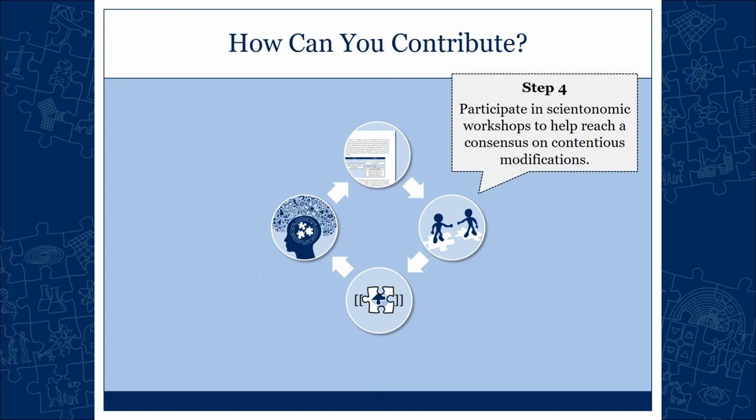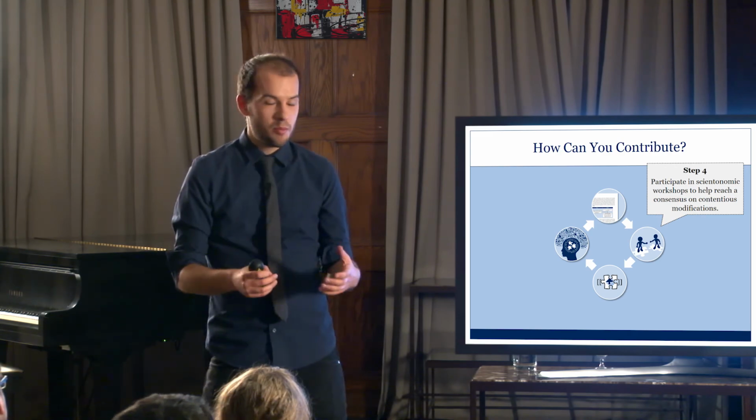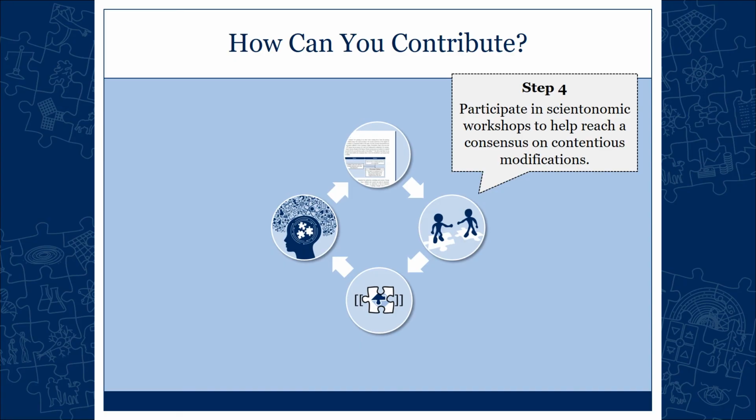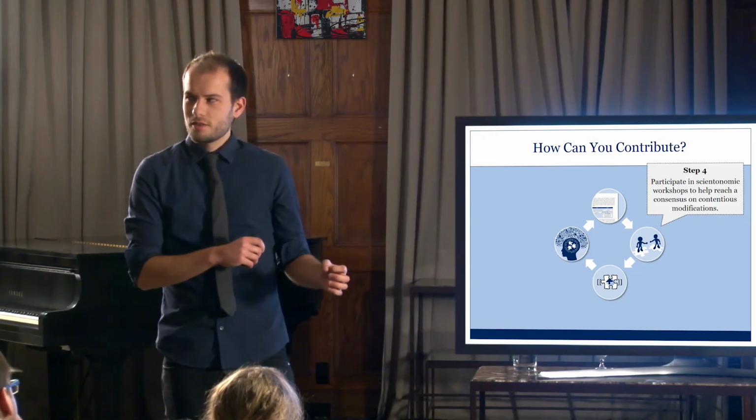And last but not least, step 4, participate in our workshops. Some of these modifications will be contentious. They will not be so easily agreed upon. So to help us reach a consensus, we'll have to organize a workshop where we can meet face-to-face and discuss these specific modifications and defend them, argue for them, argue against them, in order to reach a point where we can reach a consensus, I guess.